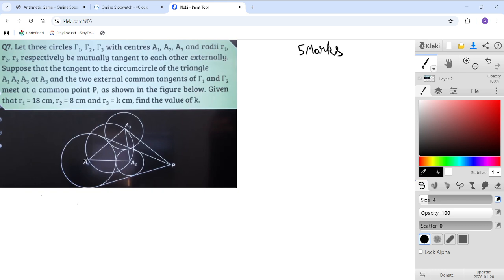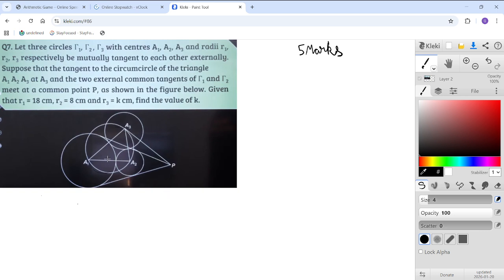But you just remember that A1 is the center of this circle, A3 is the center of this circle, and A2 is the center of this circle. You join these three centers with a straight line, right, from where they touch each other. And this is a triangle, and we drew a circumcircle of the triangle, and we drew a tangent at A3, and then we drew the direct common tangents of these two circles, and they met at P.